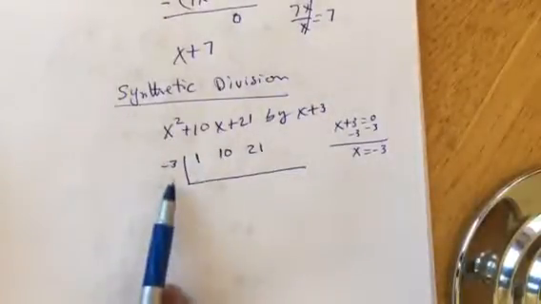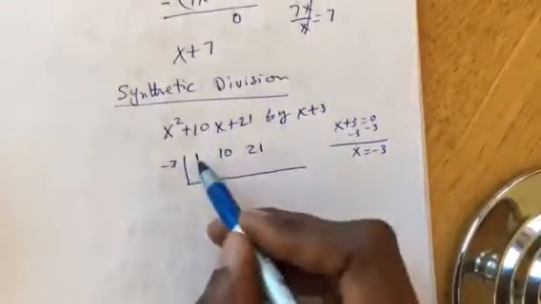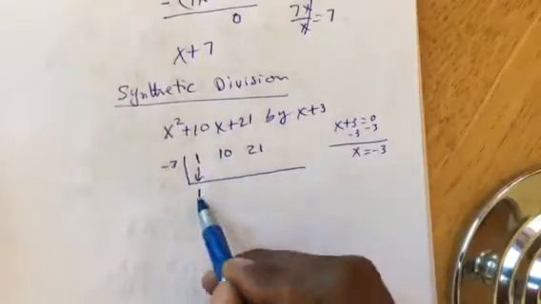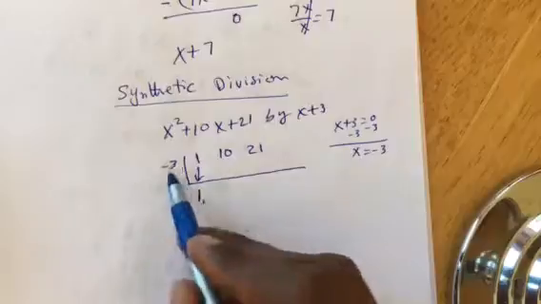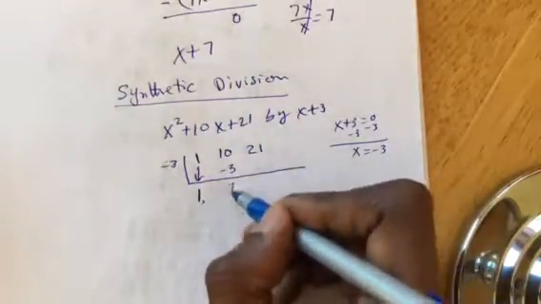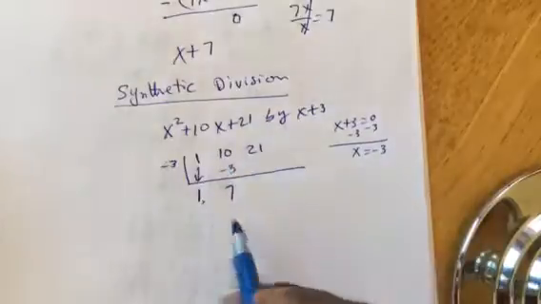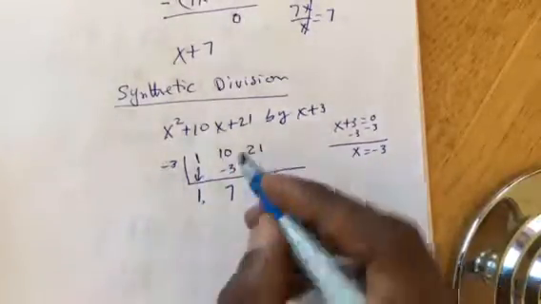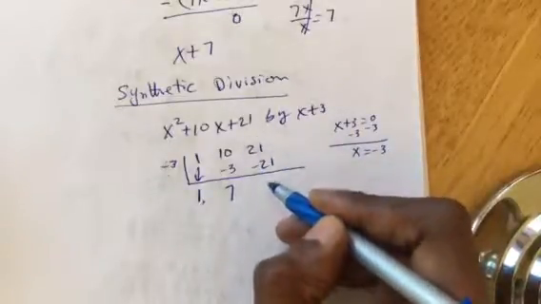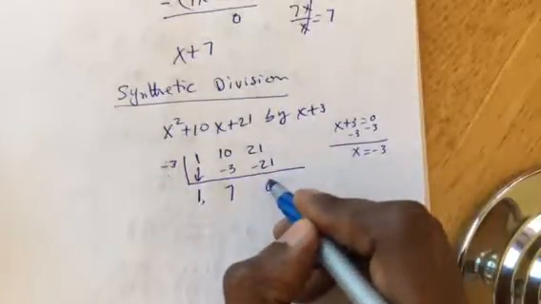Okay, so this is the synthetic division. So the first step is to bring down this number, which is the 1. Then we multiply this way, so 1 times negative 3 is negative 3, and then we add. So this would give you 10 minus 3 is 7. Now we multiply 7 times negative 3, which gives you negative 21. Now we add, 21 minus 21 is 0. We don't have any remainder.